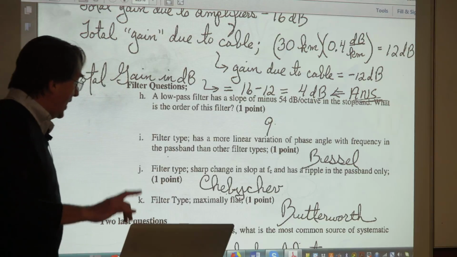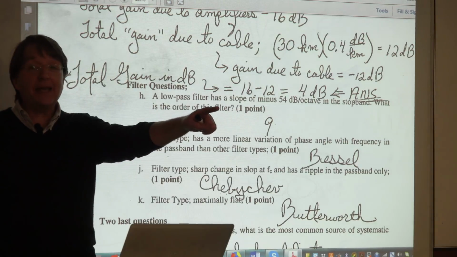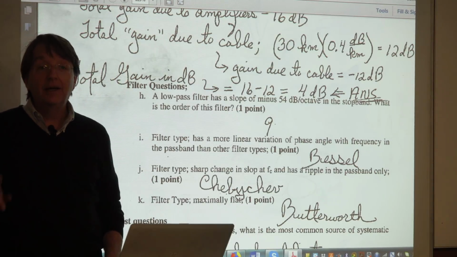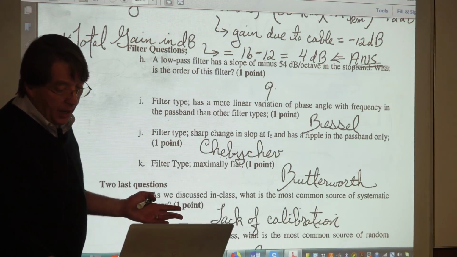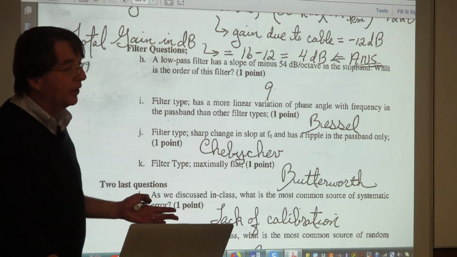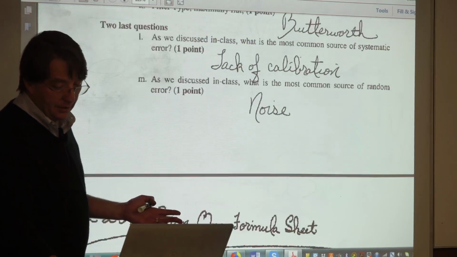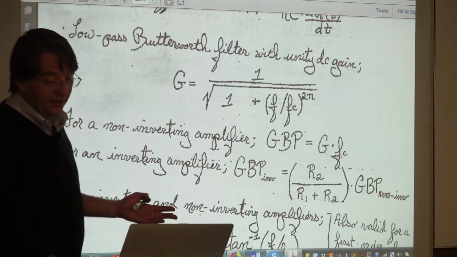As we discussed in class, the most common source of systematic error is? Right, calibration. Human error I probably would accept. What's the most common source of random error? And here's the formula sheet.